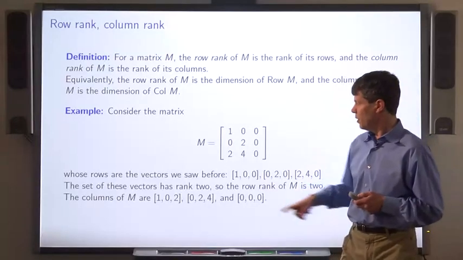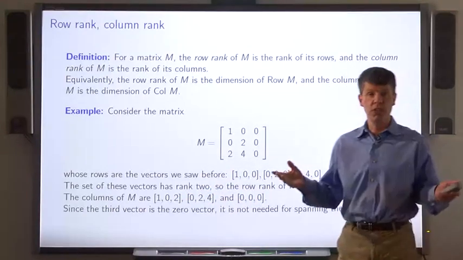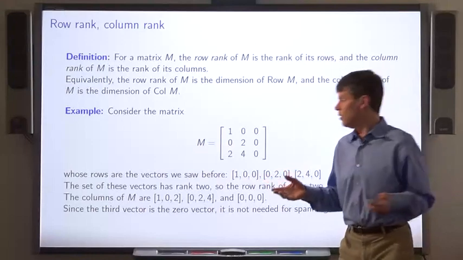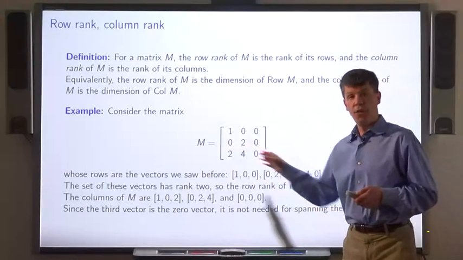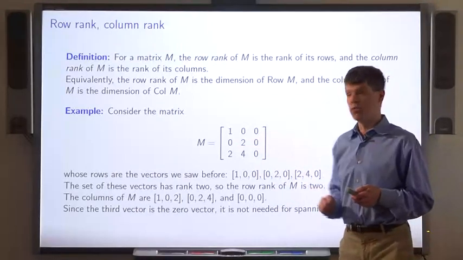Now the columns are these vectors, and one of these vectors is 0. It's clearly not needed for spanning. So again, the column rank of this matrix is also 2.